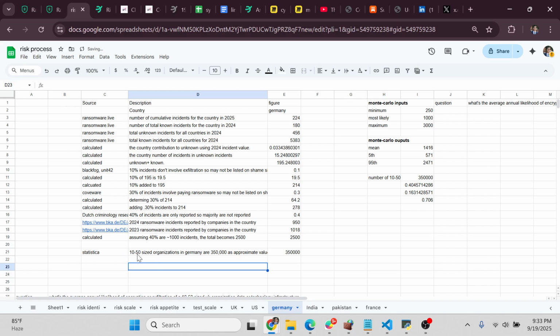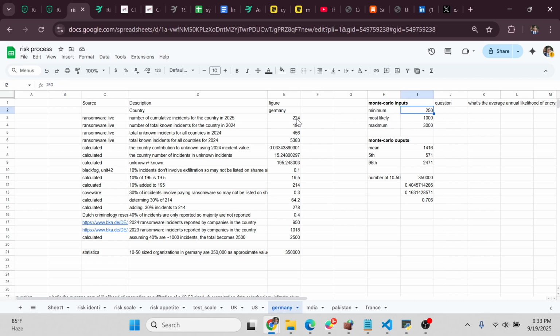In order to find the probability, we also need the number of organizations in Germany. Based on Statista, we find that in Germany there are 350,000 organizations, so we use that for the number of organizations. This is a good starting point, but remember, when we add up some more data, we end up with 278. So approximately the minimum is 250.